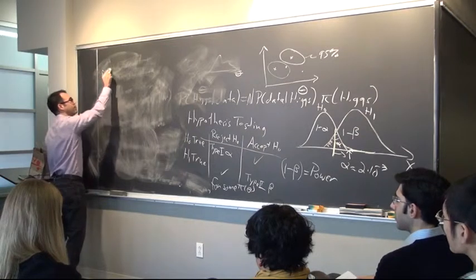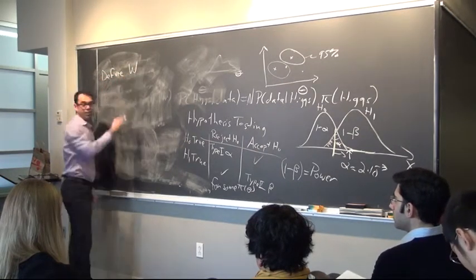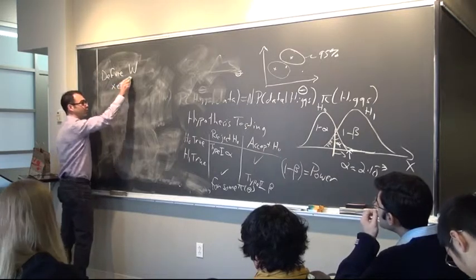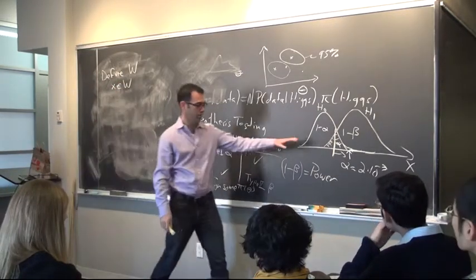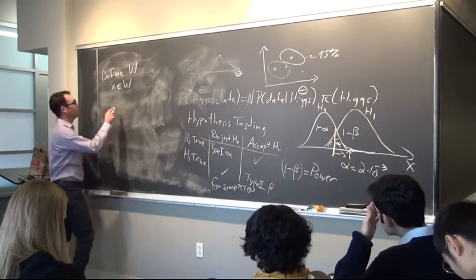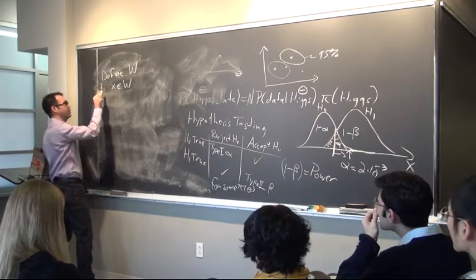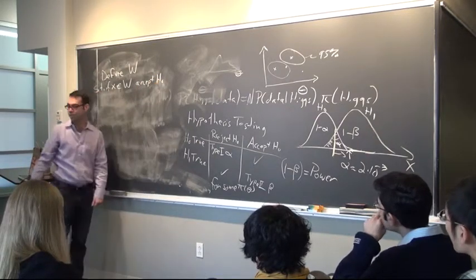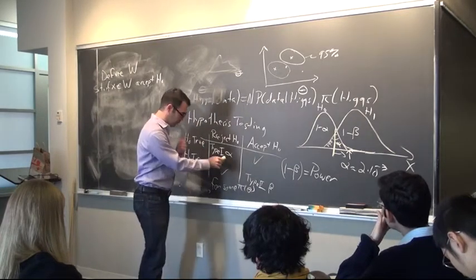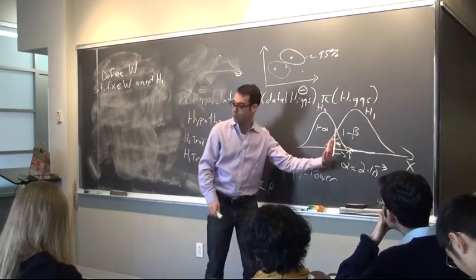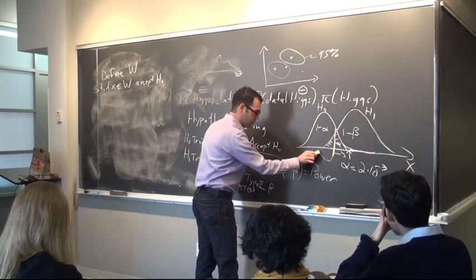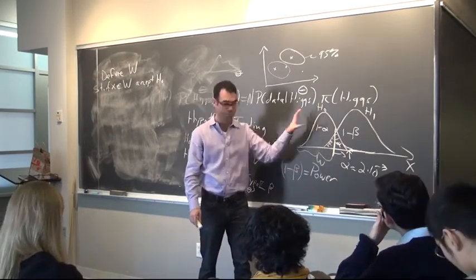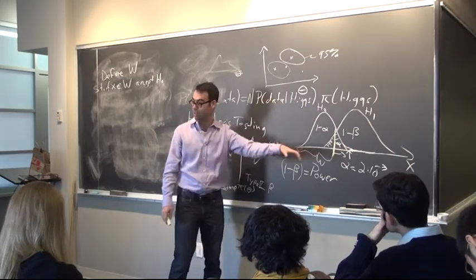So I'm going to define W as a region of the data, such that if X is in W, I'm going to accept H0. In that picture, once I've fixed this alpha, I know where to draw this line. So this whole region right here is W. If the data falls in here, I'm going to accept H0. If it falls in the complement of W, I'm going to reject H0.